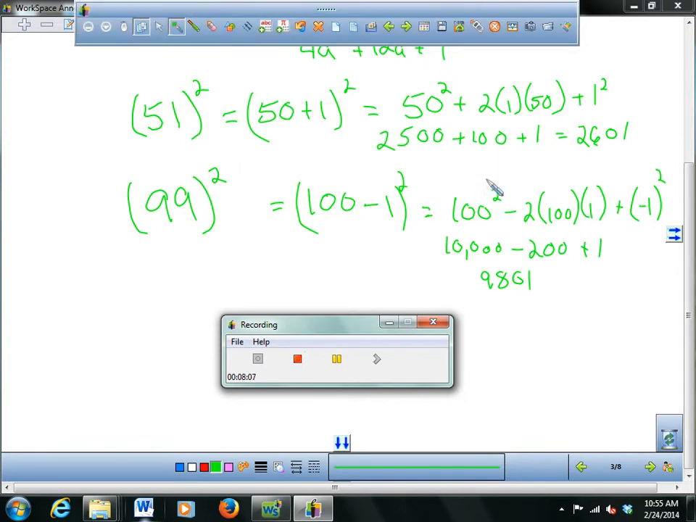What we're doing here, for those of you in the viewing audience, is showing you math tricks. You can review this on your own time.